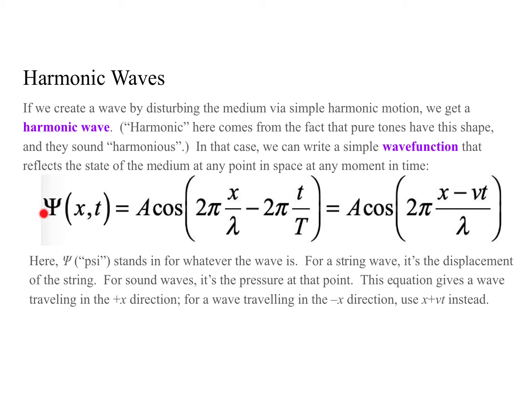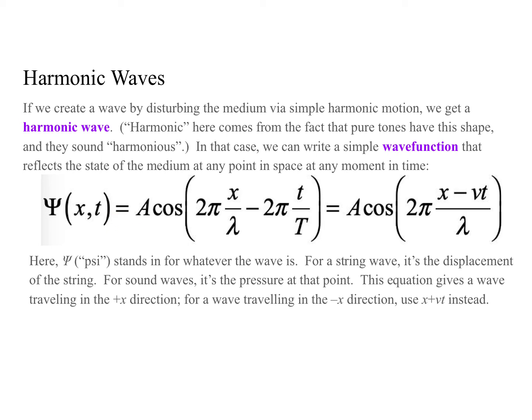It's traditional to use the Greek letter psi, which stands in for whatever kind of wave the wave is. For a wave on a string, it's the displacement of the string. For sound waves, it would be the pressure at that point. For light waves, it might be the electric field at that point. This equation gives a wave traveling in the plus x direction. For a wave traveling in the minus x direction, we would switch the signs here.